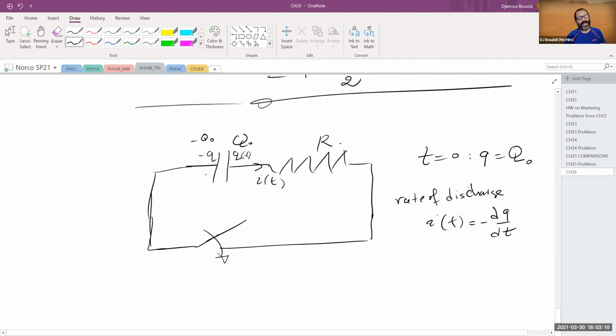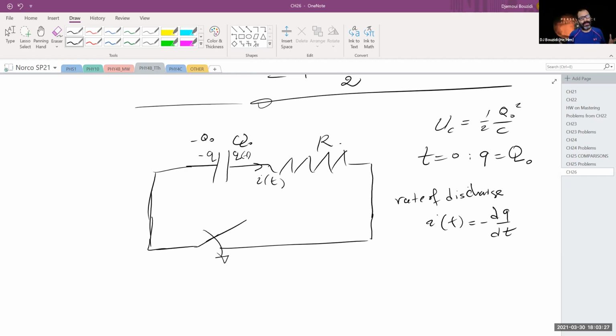Once we run out of charge, we run out of energy, because there is an energy right now at t equal to 0, and that energy in the capacitor is equal to one half of Q naught squared over C. So that's how much energy we have in the capacitor to begin with. If we run out of charge, we run out of energy in the capacitor, because of that dependency of the energy on the charge. So this is the key thing here, this relationship. This is the rate of change of the discharge, not charge. We're doing it backward now.